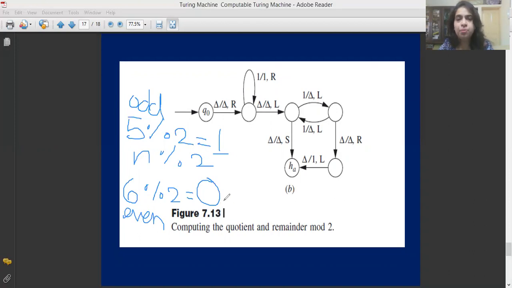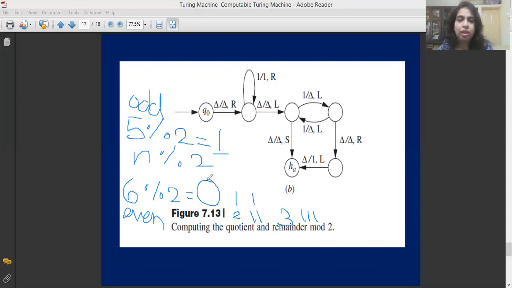Now, how would you represent 0 onto the tape? If you remember, I said 1 will be represented with 1, 2 will be represented with 2 ones, 3 will be represented with 3 ones, and so on. But now here, we want to represent a 0 onto the tape.